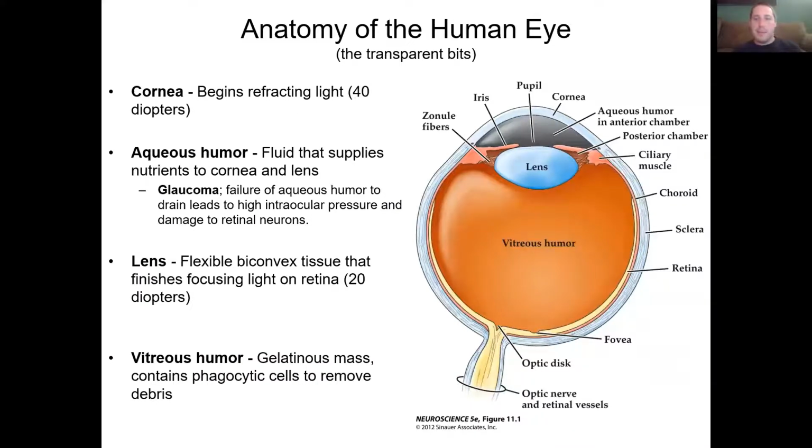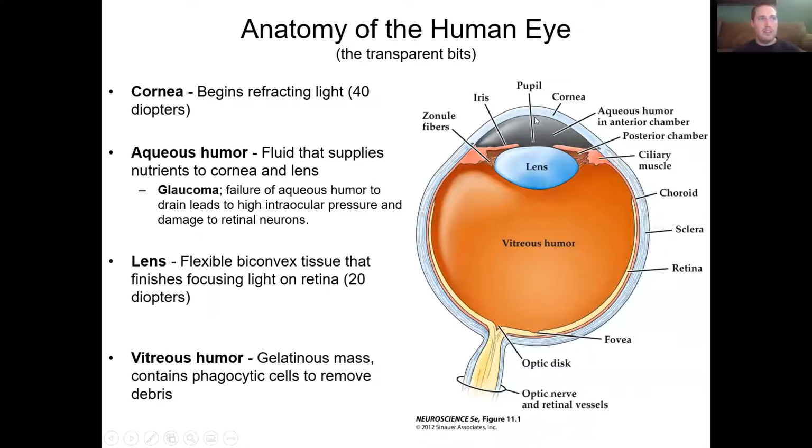So what's the anatomy that enables this focusing? I split the anatomy slides into two slides. The first, I'm going to cover what I call the transparent bits, the colorless, see-through pieces that the light travels through. When entering the eye, the light first goes through the cornea. It's the tissue on the surface of the eye that begins the refraction of the light. It bends the light by about 40 diopters. That's a measure of refraction.